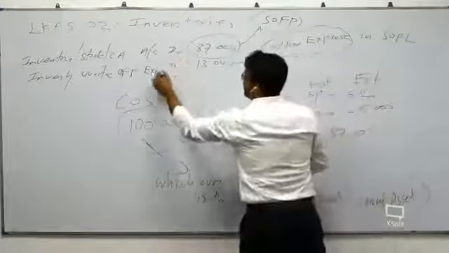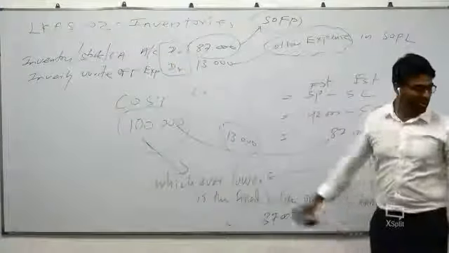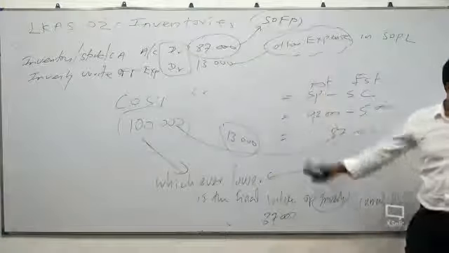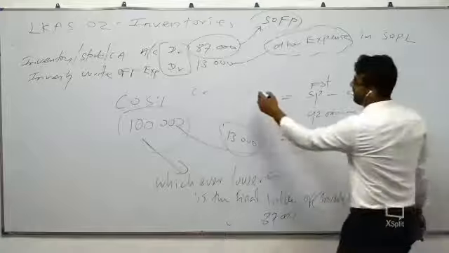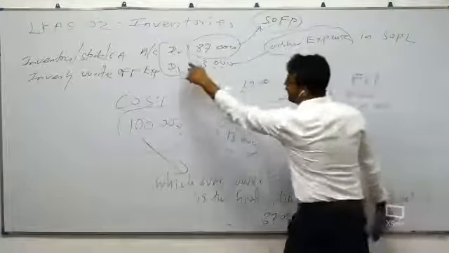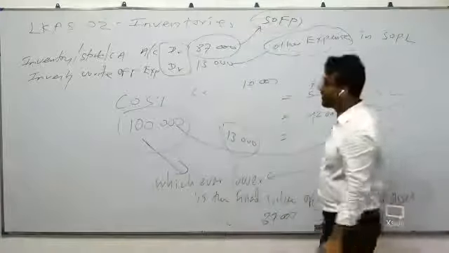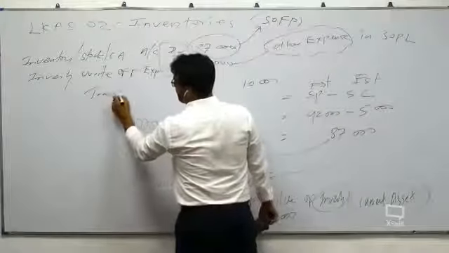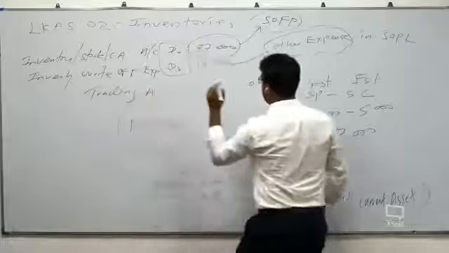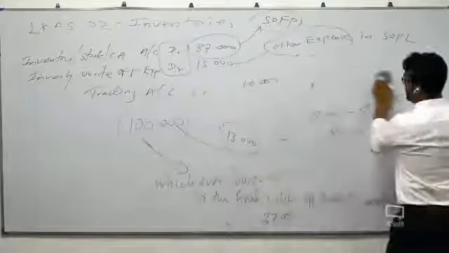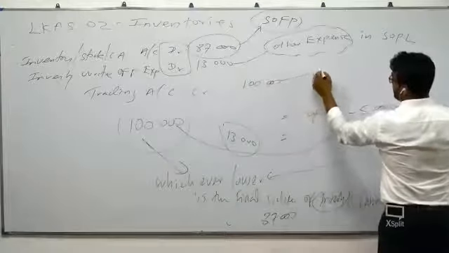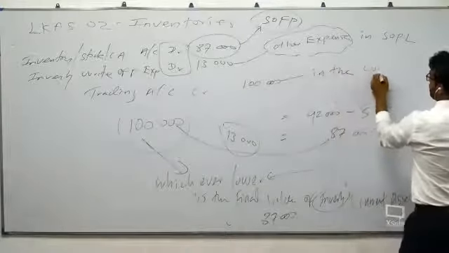Total debit should be equal to credit. How much credit? Debit is 87, another debit is 13. How much is the total credit then? 100. Why? Debit should be equal to credit. Where do you credit it? Trading account. In other words, this 100,000 is recorded in the cost of sales calculation.